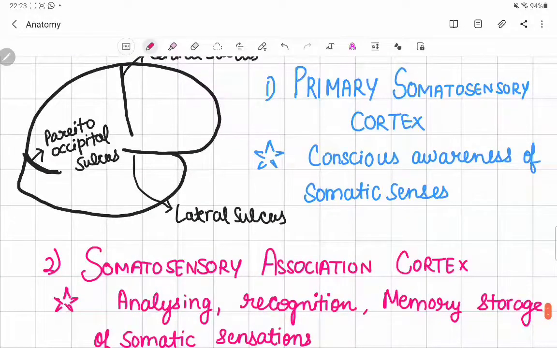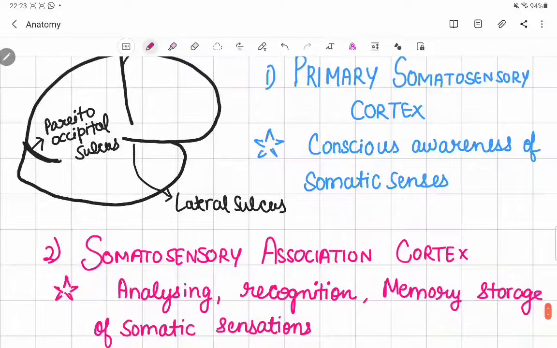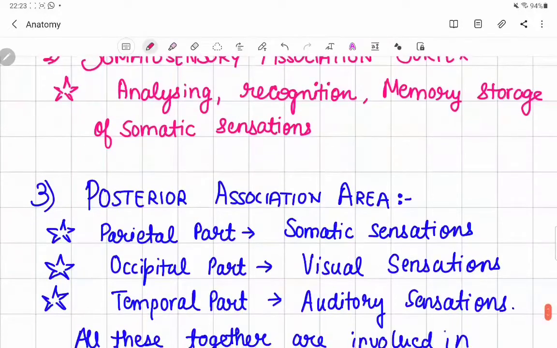So the brief function of the primary somatosensory cortex is that it is involved in the conscious awareness of somatic senses, which are the senses coming from different parts of the body and the viscera. The somatosensory association cortex is responsible for analyzing the recognition and memory storage of somatic sensations. That is, the somatic sensations coming from different parts of the body into the primary somatosensory cortex are then passed on to the somatosensory association cortex for their association and analysis.